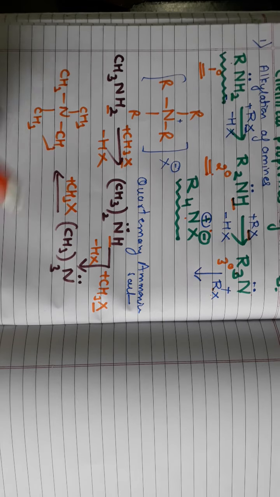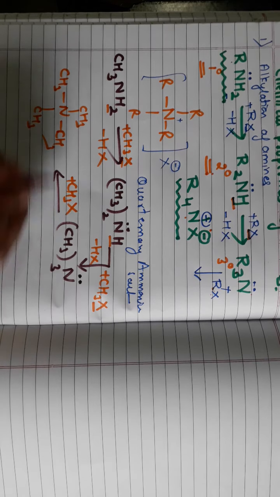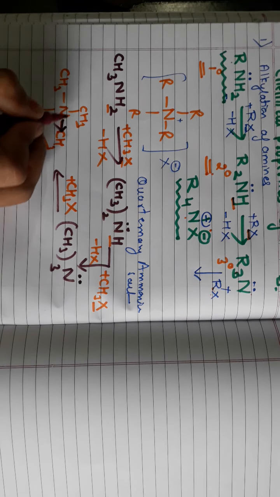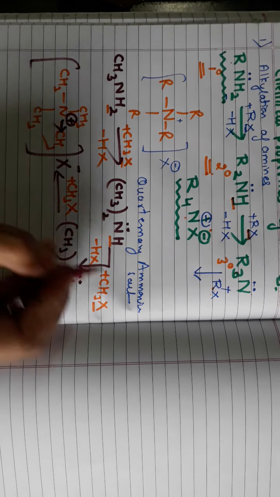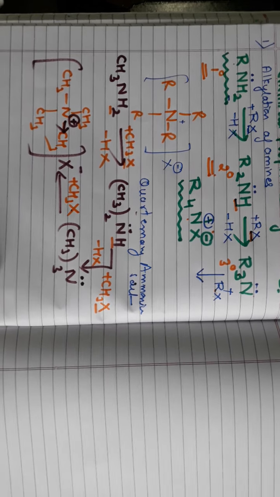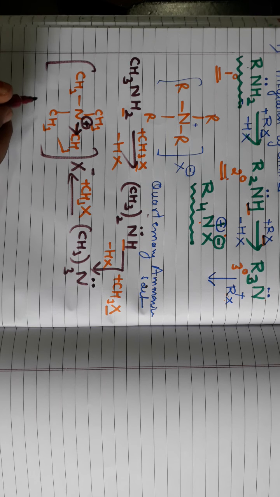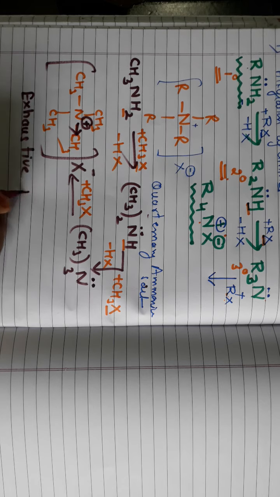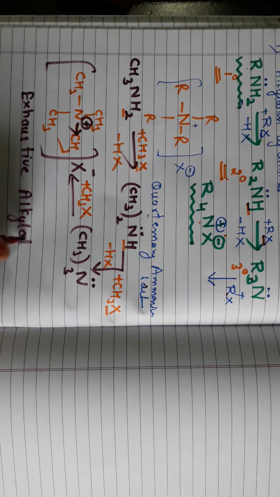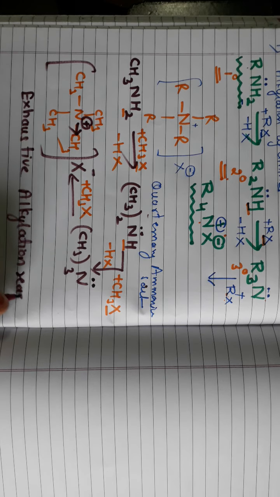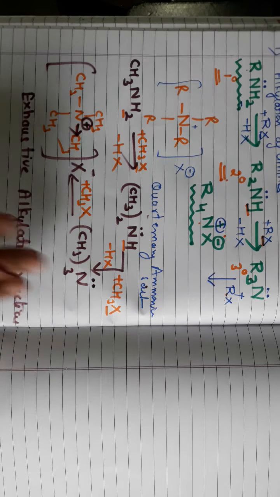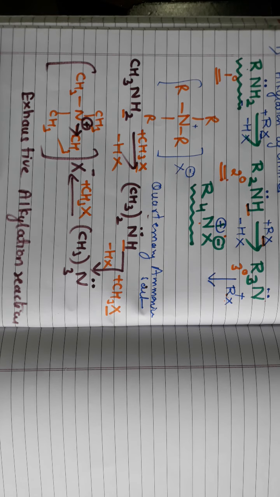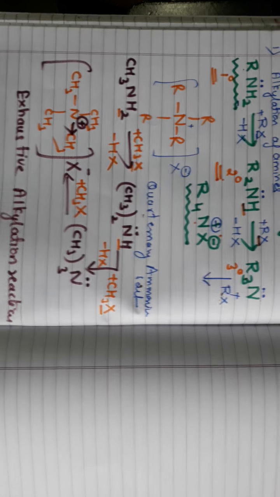This is CH3, and because this lone pair has been donated to methyl, a positive charge comes on the nitrogen, and here we have X minus. So we got a quaternary ammonium salt. Students, this reaction is also known as exhaustive alkylation reaction. Exhaustive alkylation means till the time all the hydrogen and in fact the lone pair is also donated, exhausted, the reaction will continue. The substitution of the hydrogen by the alkyl will continue.